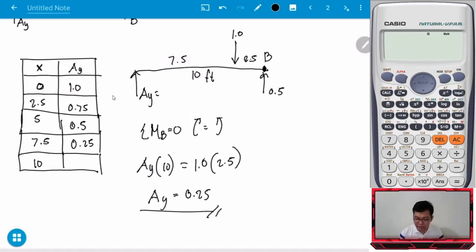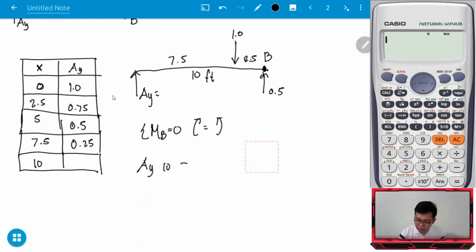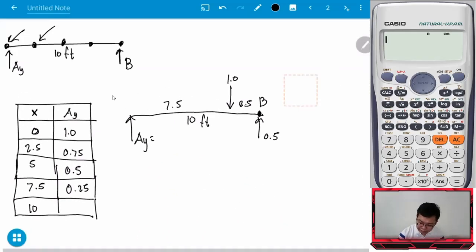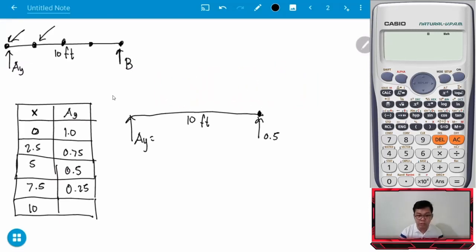Now, obviously, I think we can imagine the decrease: 1, 0.75, 0.5, and 0.25. Now, the next one is actually 0. Why 0? Look. Let's erase this again, it's no longer useful. So, I will place the unit load here again, and x is equal to 10, right?